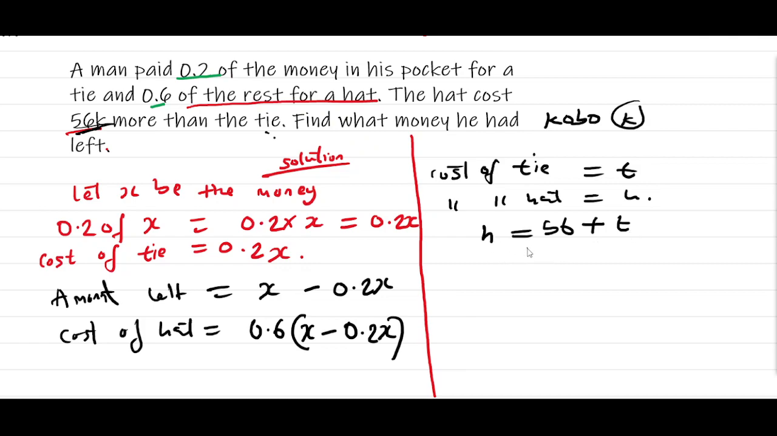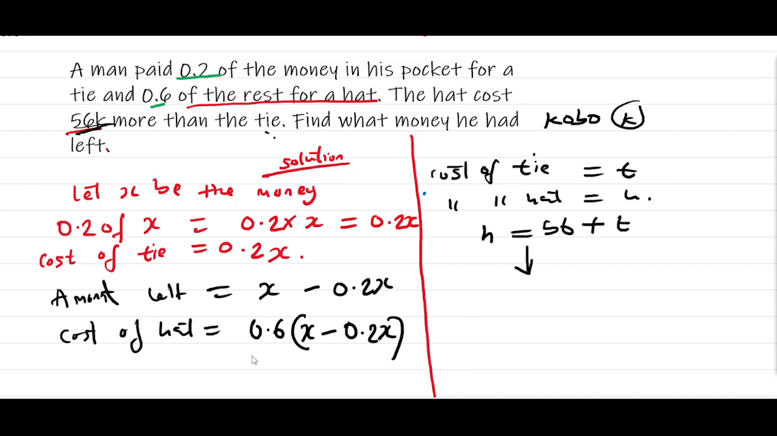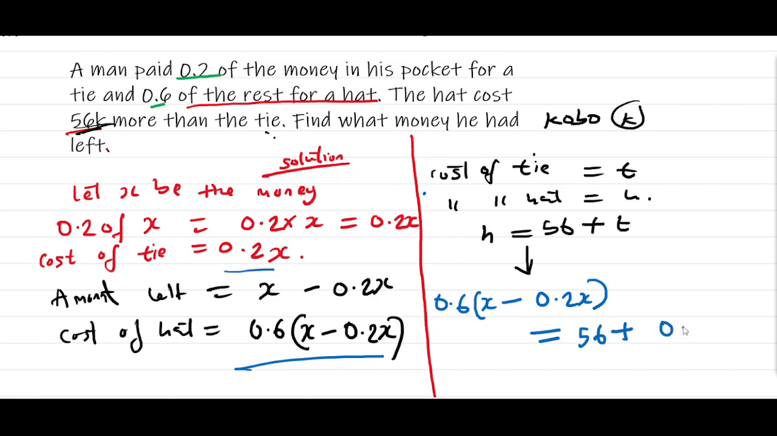Let's make this equation more useful. Let's go down here and change our pen to a different color. The cost of the hat here is 0.6 multiplied by x minus 0.2x. This is the cost of the hat. We are told it is equal to 56 plus the cost of the tie. And what is the cost of the tie? The cost of the tie is 0.2x.